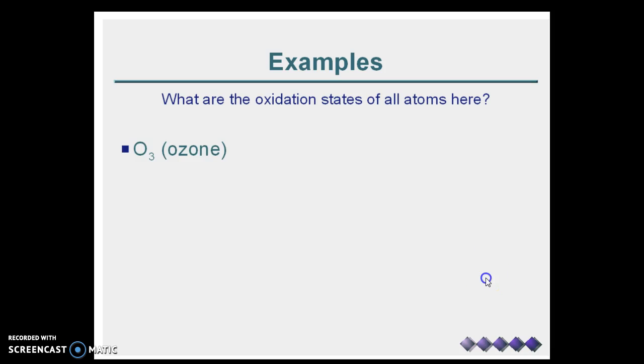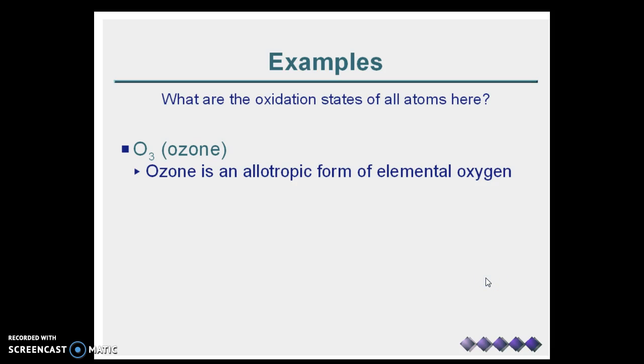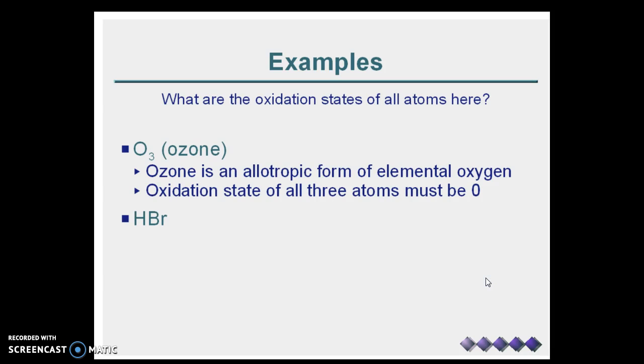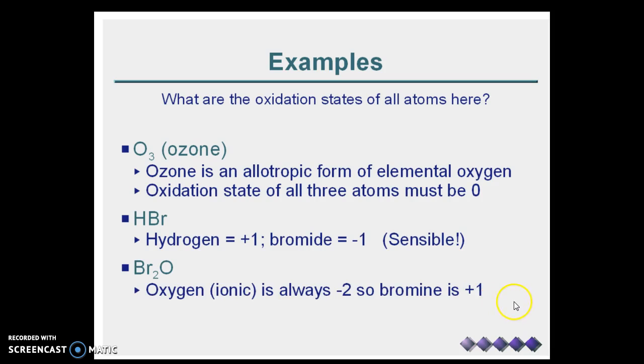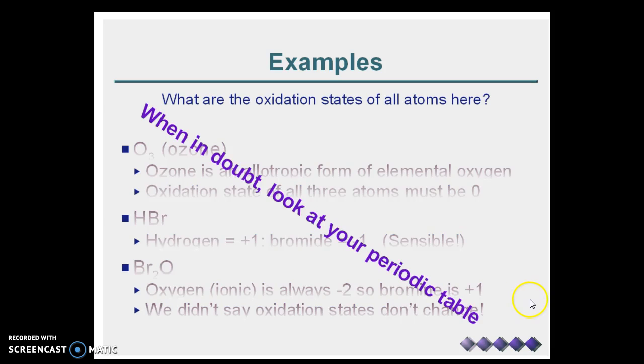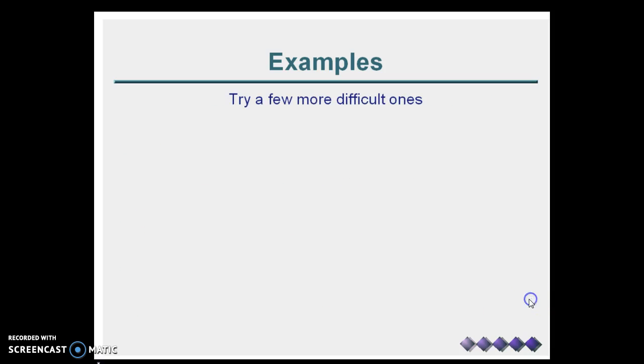Ozone. It's an allotropic form of elemental oxygen, so it must be 0. HBr. Well, hydrogen's +1, so the bromide must be -1, as we would expect from its position on the periodic table. Dibromine oxide. Oxygen is always -2, so in this case the bromine is +1. We didn't say that oxidation states can't change. They do. When in doubt, check your periodic table.